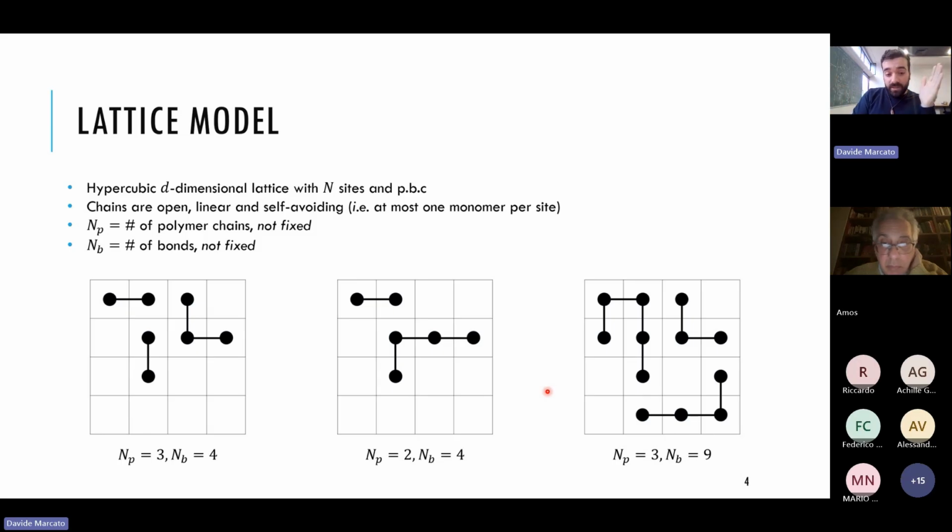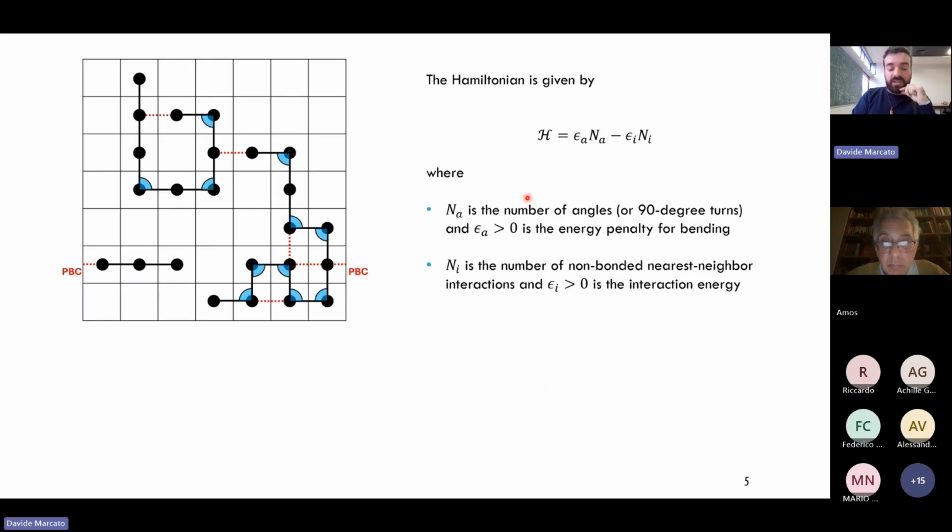And already from here you can see a very important point, which is that the system is in general polydisperse, which means that not all the chains have necessarily the same length. Okay, and now we introduce a Hamiltonian. It's a simple Hamiltonian made of only 2 terms.